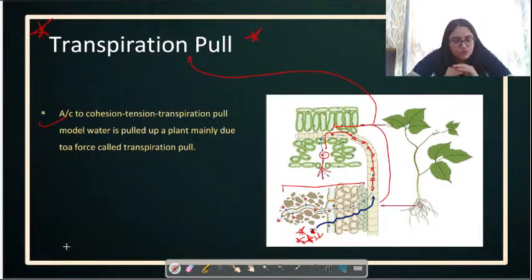So remember, movement of water up a plant is majorly due to the transpiration pull. That will be explained in detail in cohesion, tension, transpiration, pull model in the next class.